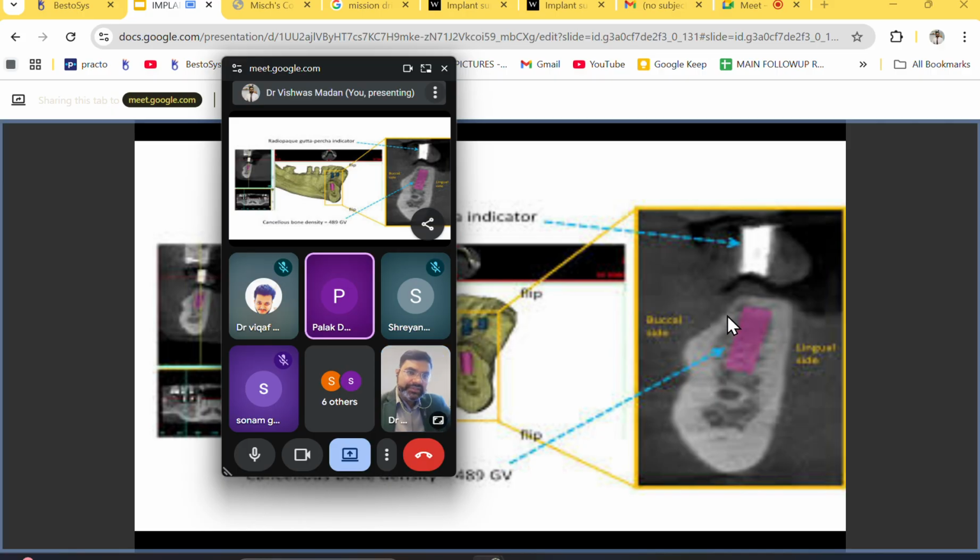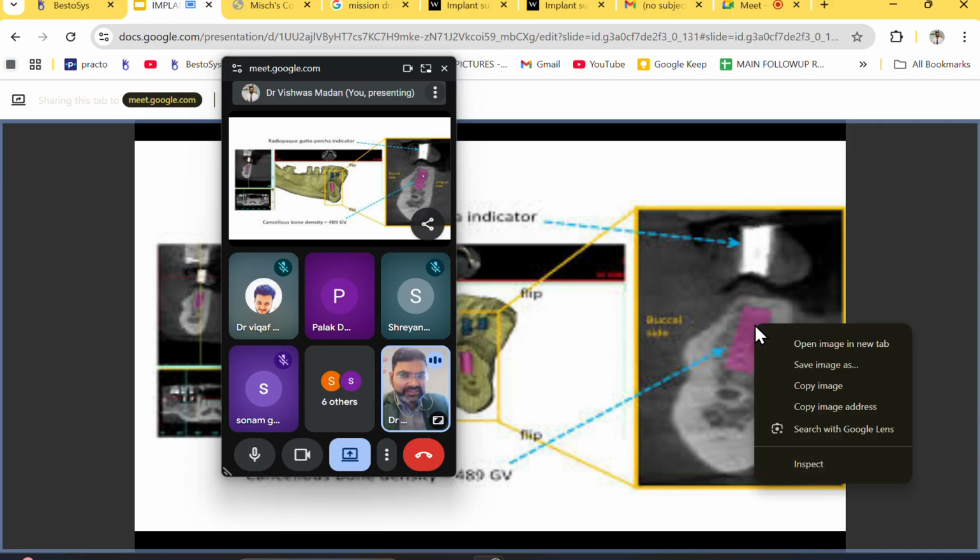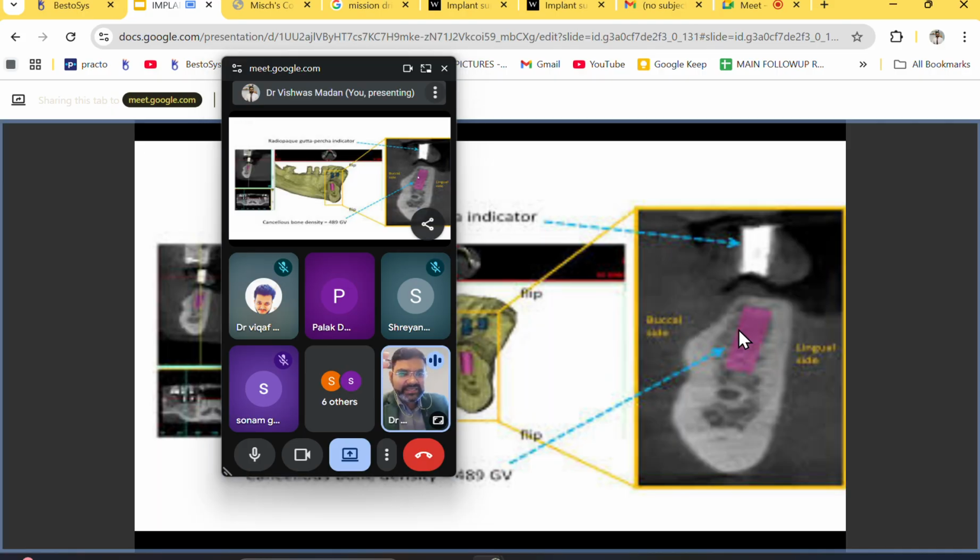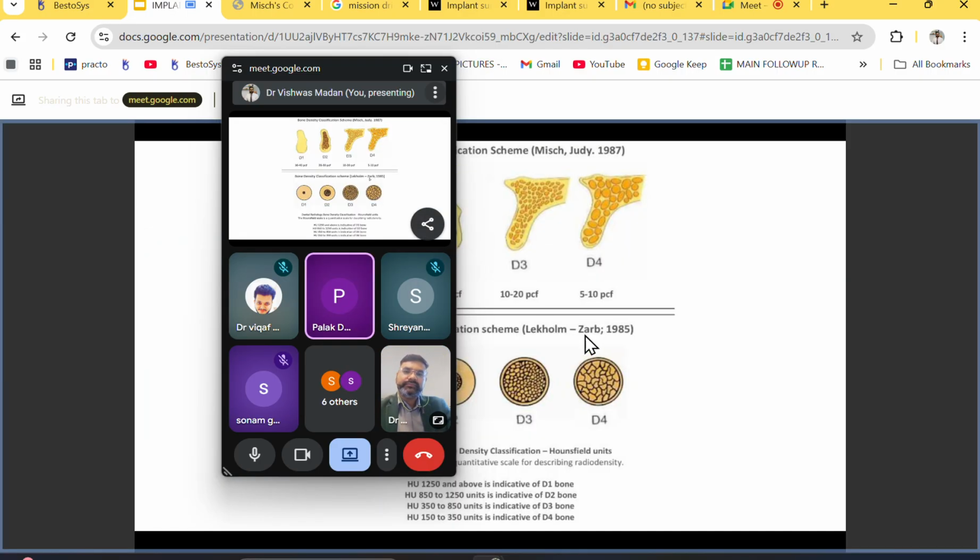So in this manner, by taking a CT scan and a sagittal section... In an X-ray, in an IOPA, we cannot see the sagittal section of the bone. We actually only see the mesiodistal dimension. So there we cannot really identify the cortical plates. In the CT only we can understand the cortical plate. Okay. Thank you, sir.